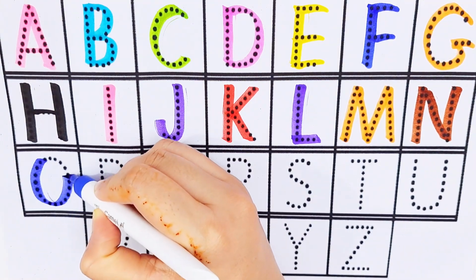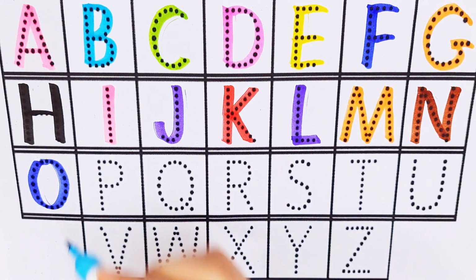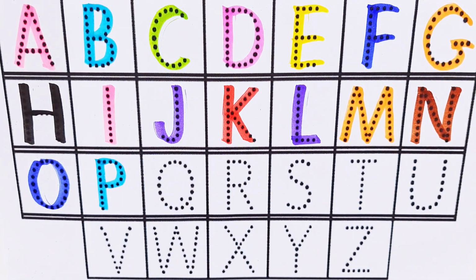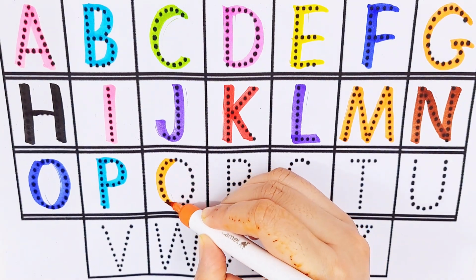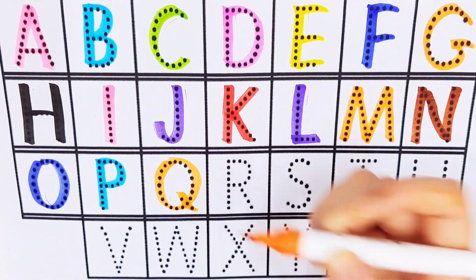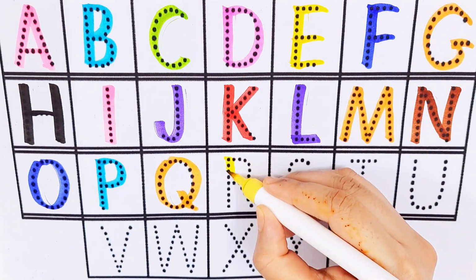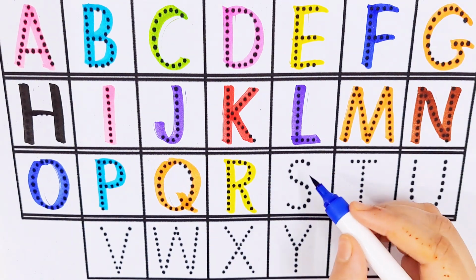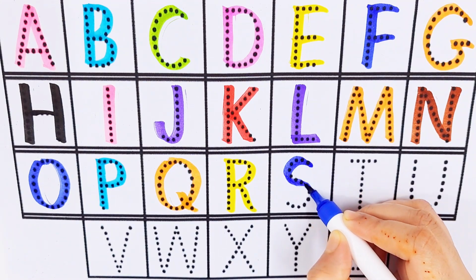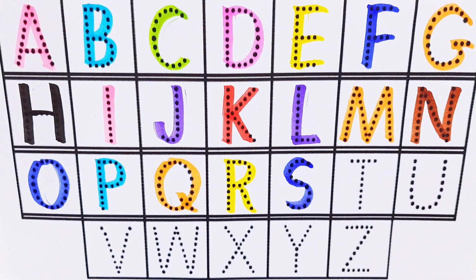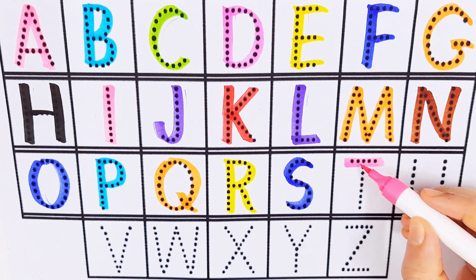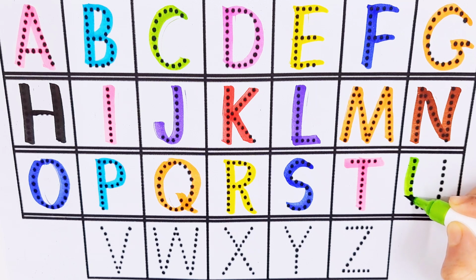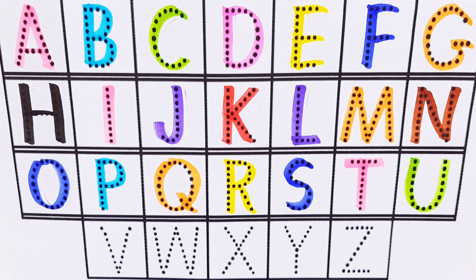O for oil. P for pineapple. Q for queen. R for rose. S for sheep. T for train. U for unicorn.